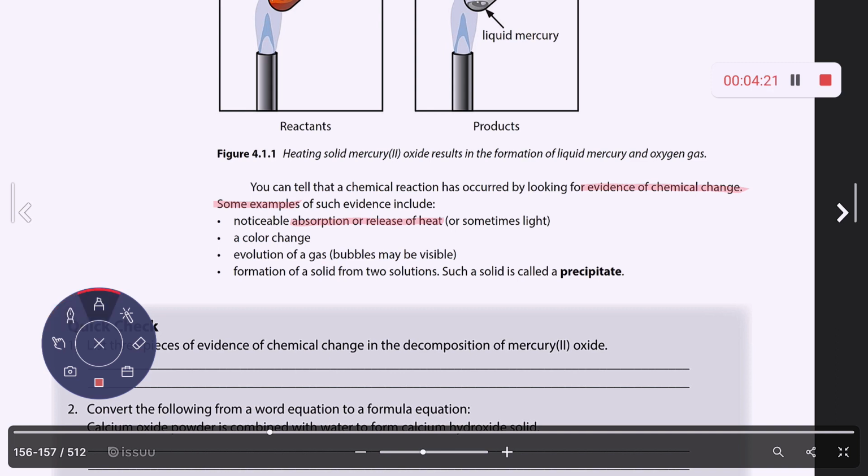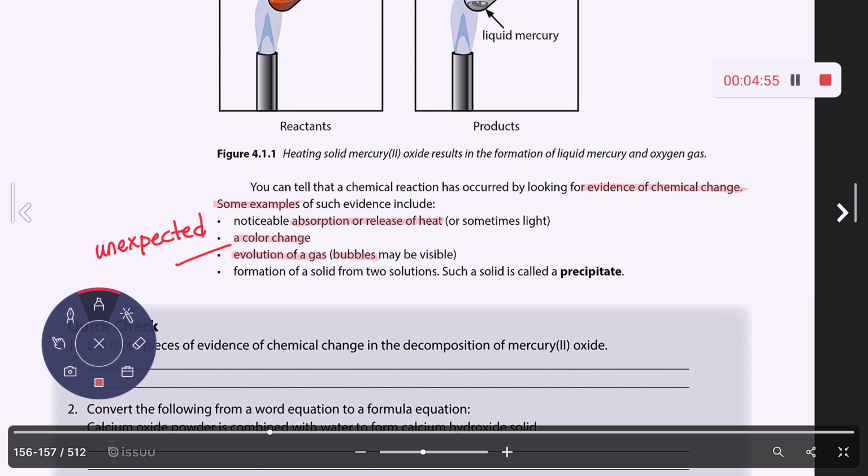Color change. The color change would be unexpected. Obviously, if you mix yellow and blue, you get green. That's expected. But if you mix two things maybe that are colorless and all of a sudden it turns pink, that would be an unexpected color change. That would be evidence of a chemical reaction. The third one would be evolution of gas. All this means is that you are producing a gas.